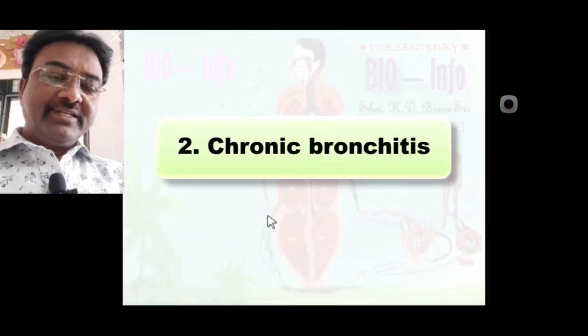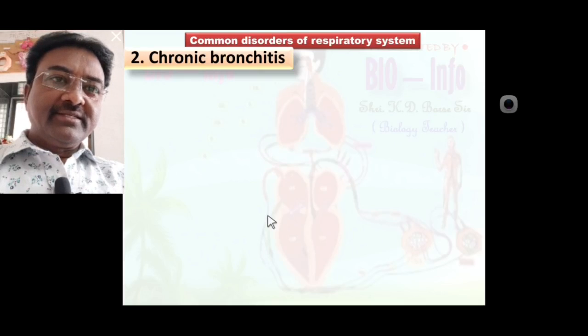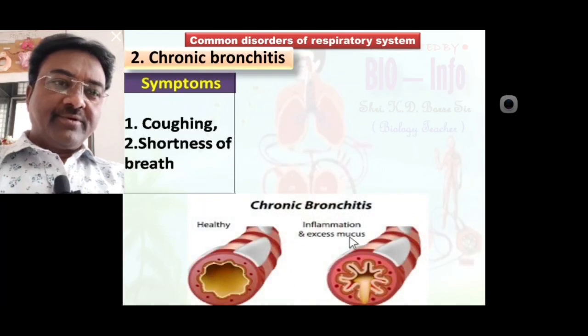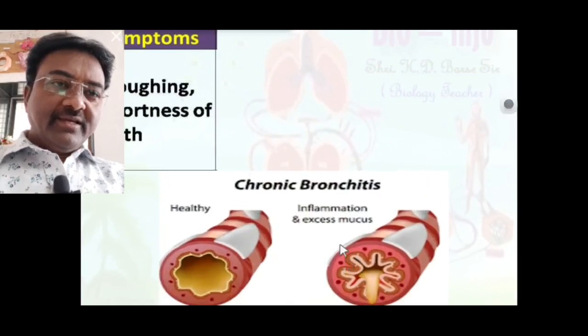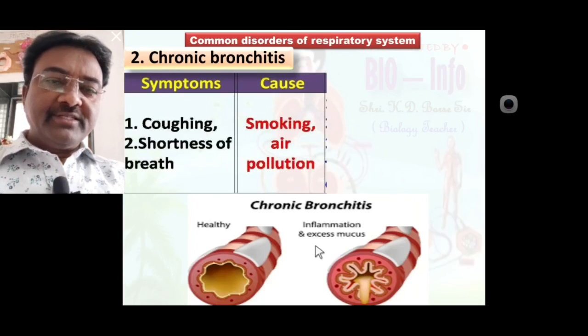The second one is chronic bronchitis. It is also one of the serious common disorders. Symptoms seen in chronic bronchitis: coughing, shortness of breath. Seen here in the diagrammatic representation, due to chronic bronchitis the bronchi are inflamed and excess mucus is discharged in the bronchi, and due to this, shortness of breath and coughing are seen in chronic bronchitis.